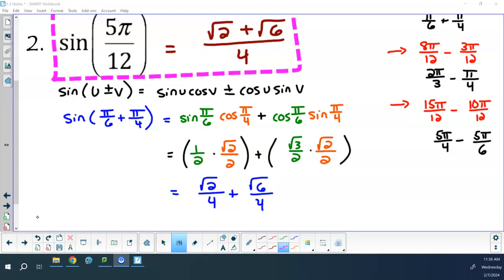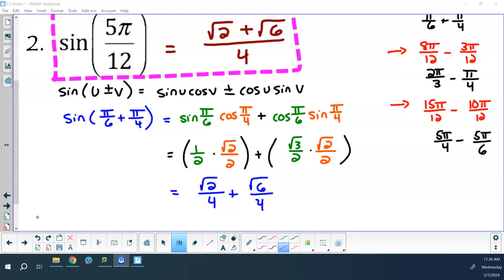I got square root 2 over 4 minus square root. Oh, because on the side though, sine is plus minus plus minus. Look, right here. Plus minus plus minus. You stay with the plus? Yep, in sine. So if it was like cosine, it's opposite.